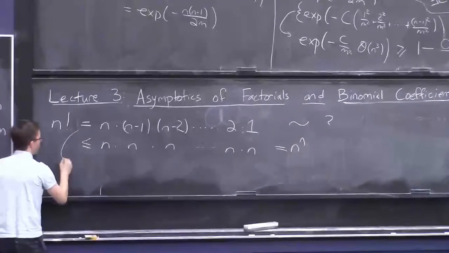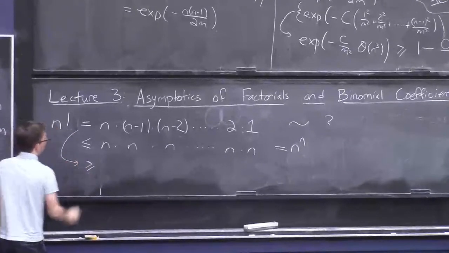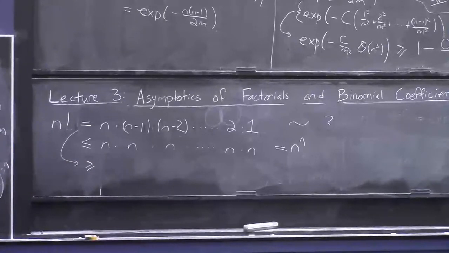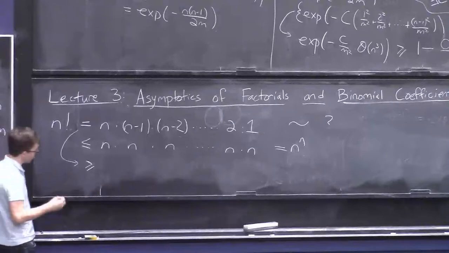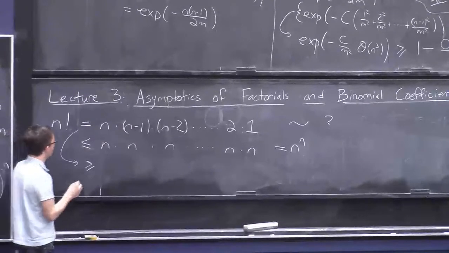As for a lower bound, can somebody suggest a lower bound of almost equal simplicity? Many people have their hands up, and some people said it out loud. What's your name? Pranit. Pranit, what did you say? N over 2 to the power of n over 2. Yeah, thank you, because that's exactly the one I have in mind. You could have been more sophisticated, but I was exactly hoping for this.